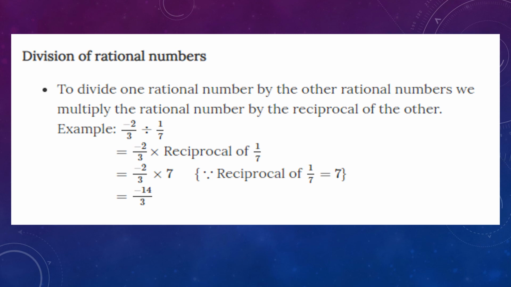Instead of division, we are multiplying by its reciprocal. We are converting the given question into a multiplication question. Now you can follow the multiplication rule. Multiply the numerators together and multiply the denominators together. Thus, we will get the answer as negative 14 by 3.